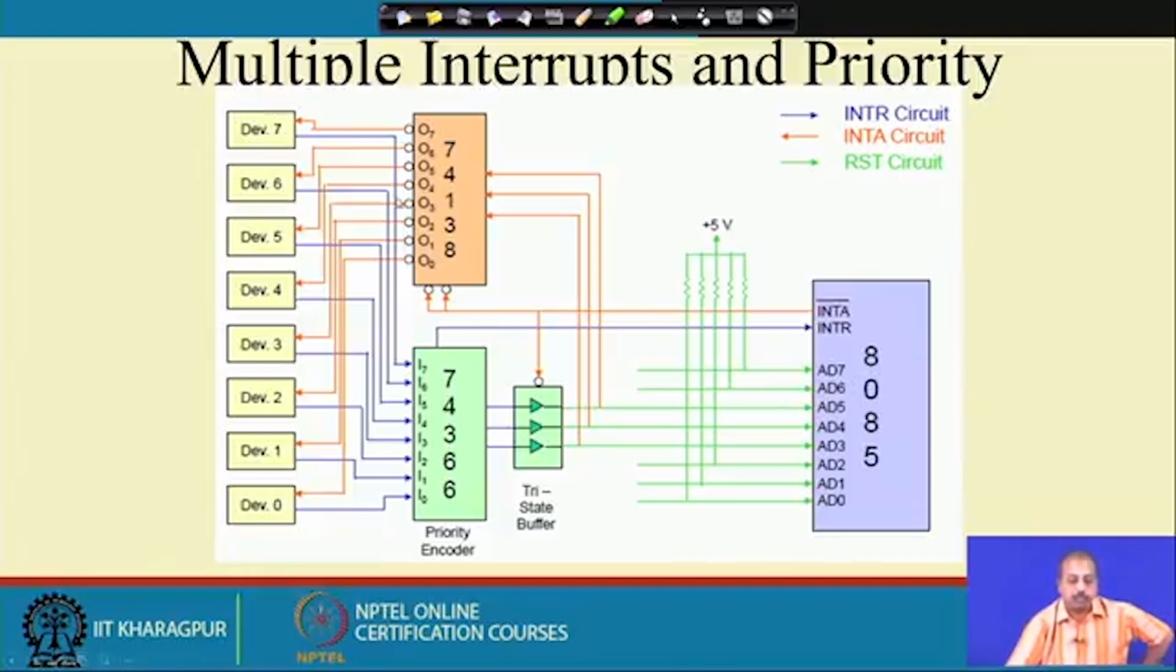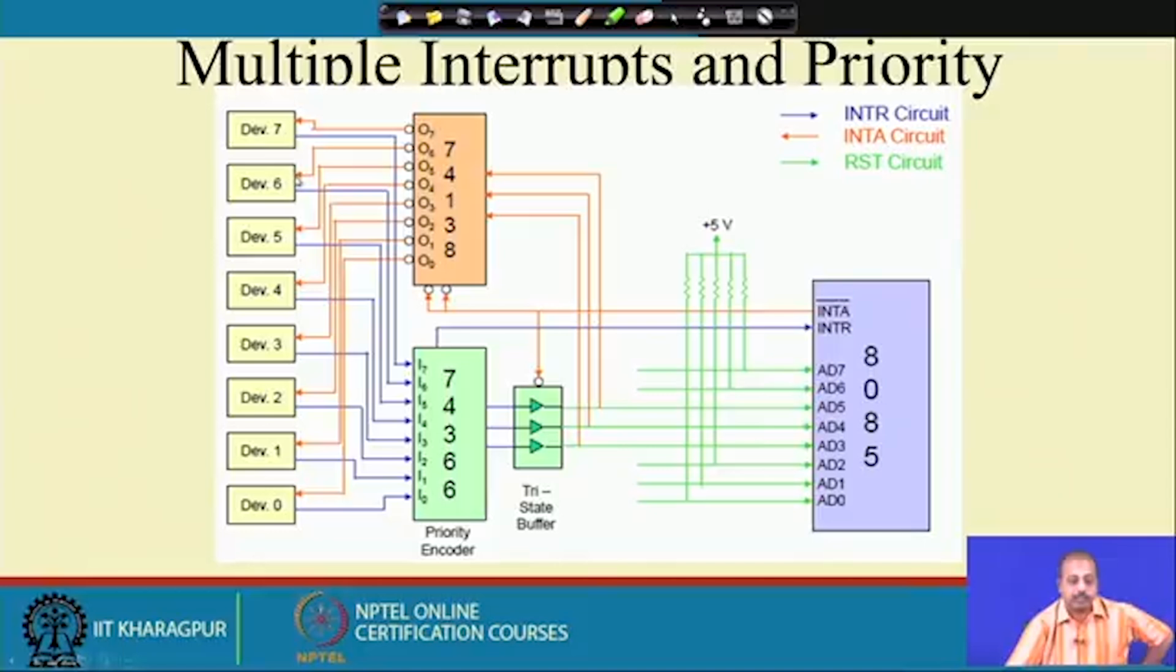Now, to send that interrupt acknowledge line to the individual devices, what is done? One decoder is employed here, a 74138 decoder. These 3 bits from this tri-state buffer are connected here, and whichever device has been allowed to interrupt the system, the highest priority device, that number is fed here. Accordingly, the corresponding output will be enabled, and that will go to the interrupt acknowledge for the device.